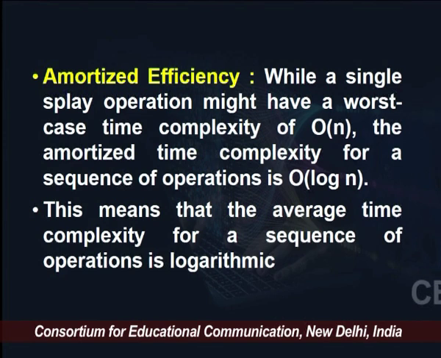So, while a single splay operation might have a worst case time complexity of order n, the amortized time complexity for a sequence of operations is going to be order log n. This means that the average time complexity, which we measure with the help of amortized analysis, for a sequence of operations is going to be logarithmic, which is considered a reasonable time complexity. So, basically how it performs all these operations, let us see with the help of an example.